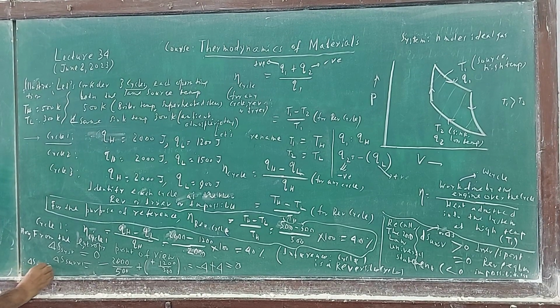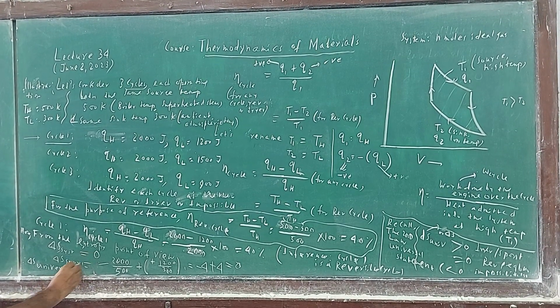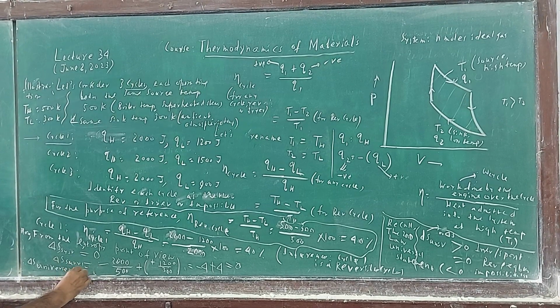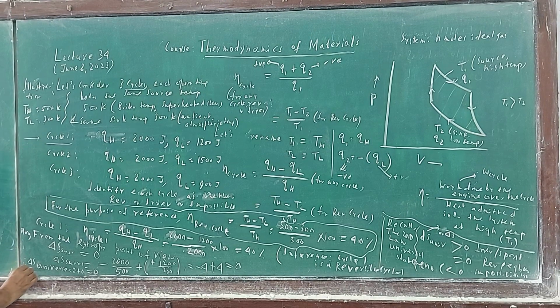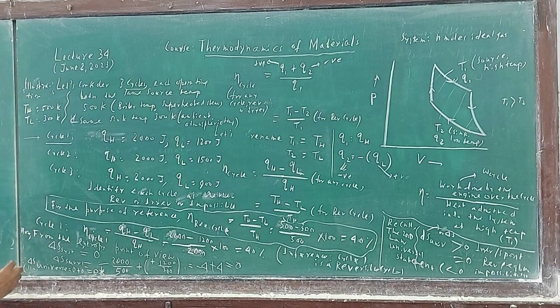I want to finish this here. Delta S universe is delta S system plus delta S surrounding: 0 plus 0 is 0. As it should be, it is supported by the second law criterion.